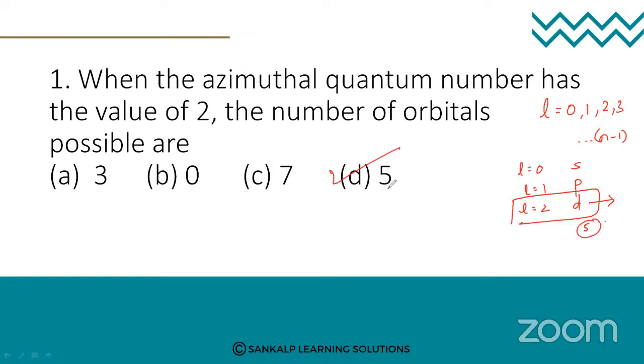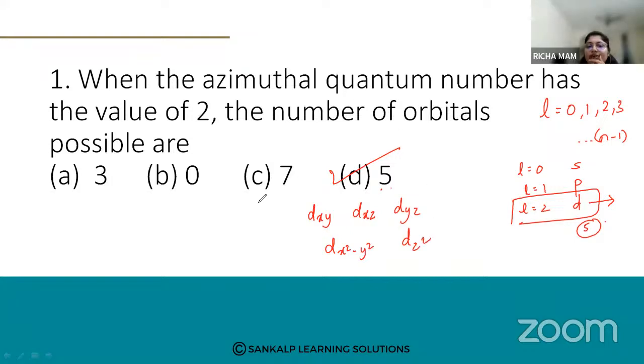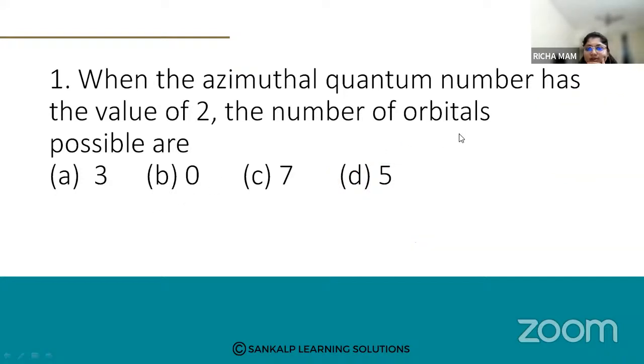So which are the 5 d orbitals? That is dxy, dxz, dyz, dx square minus y square and dz square. These are the 5 orbitals which are present in the d subshell. Is it clear? Okay, let us go for the next one.